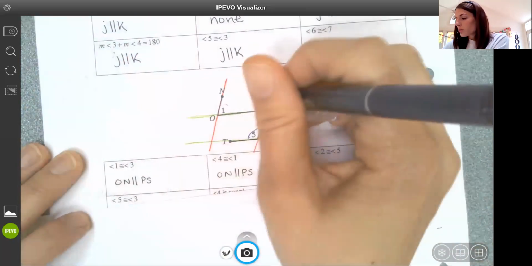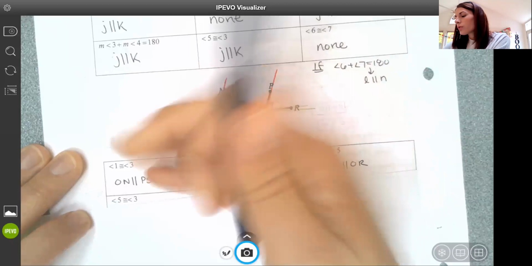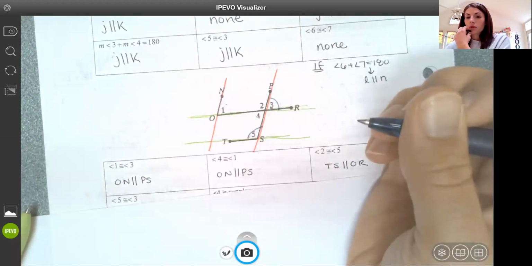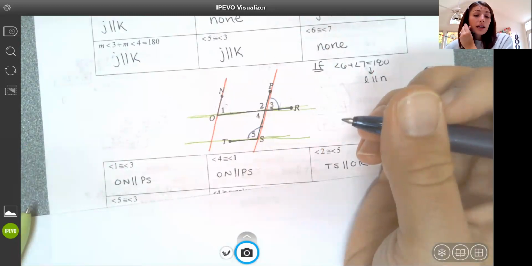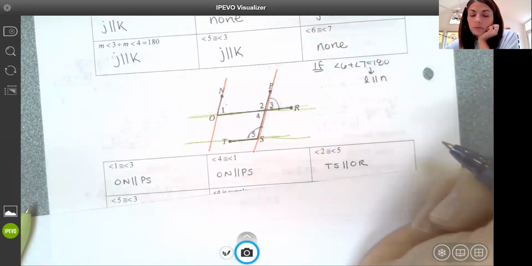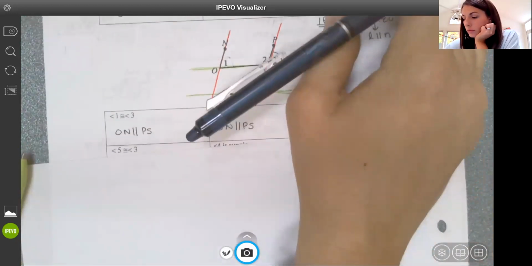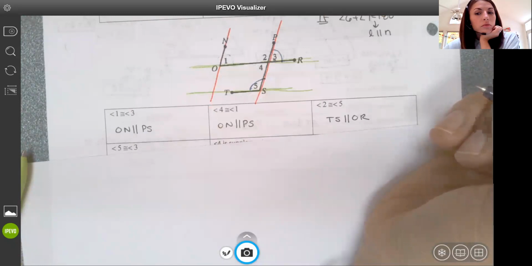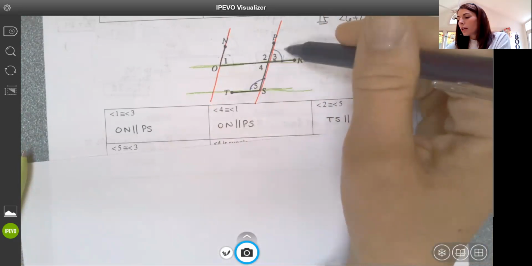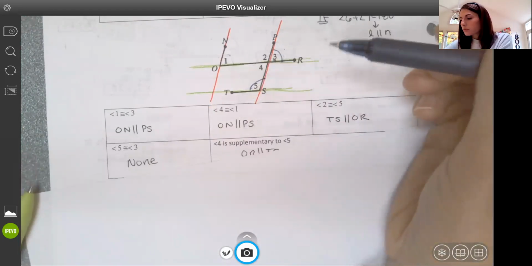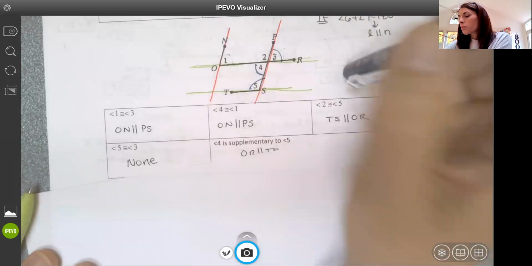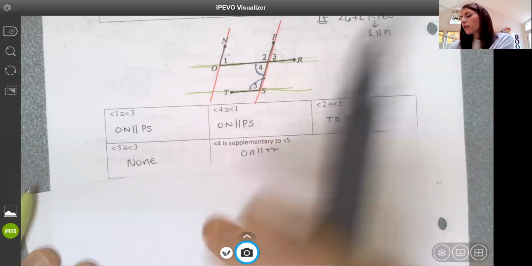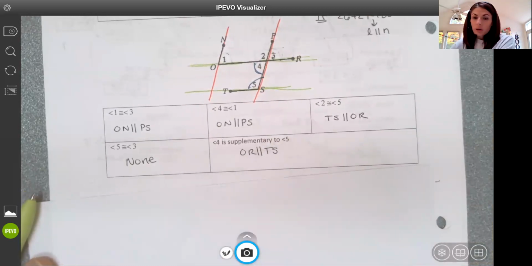Then it gives us 5 and 3. Now 5 and 3, do they share any relationship? One's in and one's out, but they're on opposite sides. What do you think? No, okay, there's nothing that is one in and one out on opposite sides. That's a none. 4 and 5, though, do have a relationship. They are same side interior, and if same side interior are supplementary, then my lines are parallel.